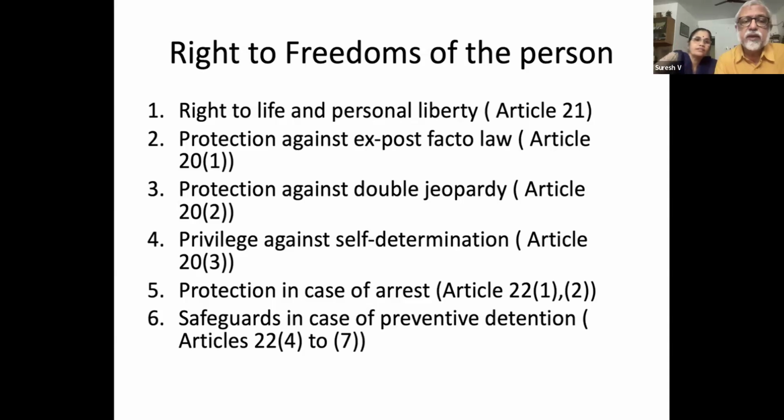That's Article 20. And first, protection against ex post facto law. This is about laws which would criminalize any action after it was done. We have subdivided the clauses of Article 20 for easier understanding. Right to life and personal liberty, which we have read for the last 1 hour, is Article 21. Now, Article 20 sub-clause 1 is essentially a protection against ex post facto law.